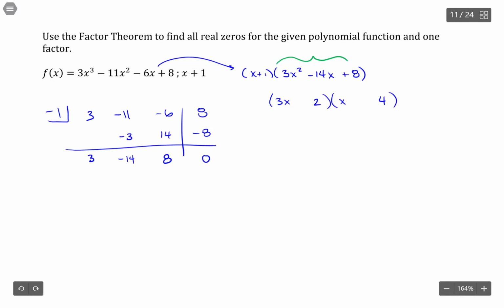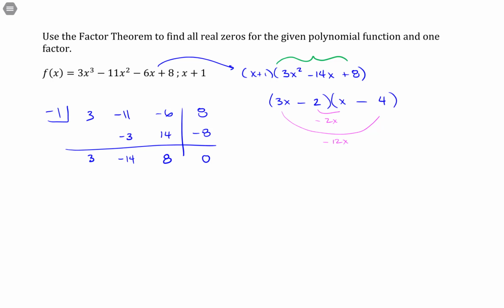And let's check and see what happens here. This would give me 2x. These two multiplied would give me 12x. If they were both negative, they would in fact add to negative 14. So minus 2 and minus 4, and these two numbers multiply to positive 8, which is perfect.